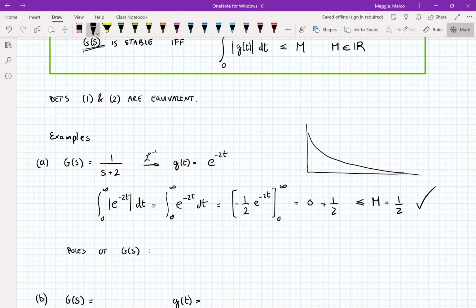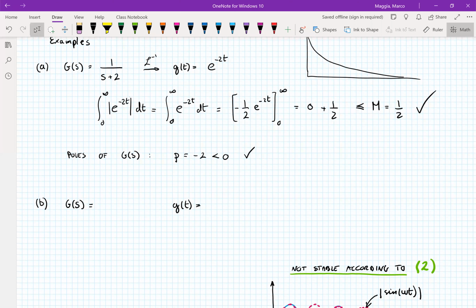Let's also apply definition number 1. Well, we have the transfer function g of s. Let's calculate its poles, or in this case, its pole, because it's only one pole. The pole of g of s is equal to minus 2. Minus 2 is a real number, a real negative number. So we are done. The system is stable.